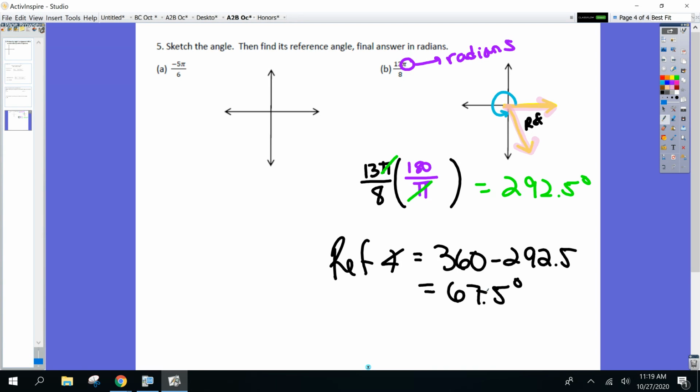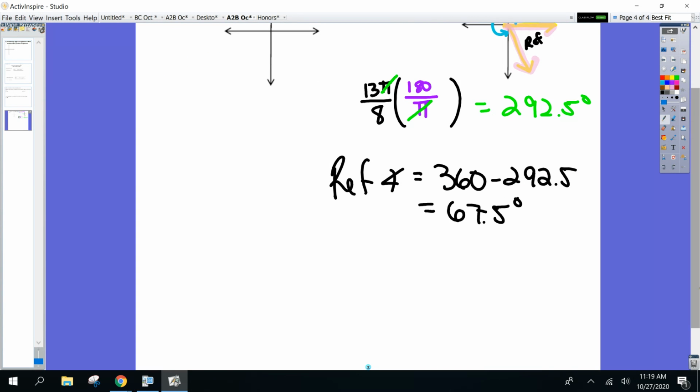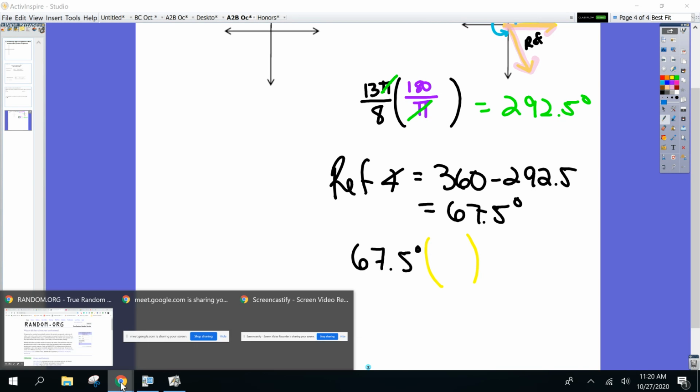So how do I take 67.5 degrees and convert it to radians? That's what we did yesterday. Back to your formula sheet. Now you look on the left-hand side to where it says degrees, because that's what I'm starting out with. So I have 67.5 degrees. What's that fraction on the reference sheet that you multiply by to get it into radians?